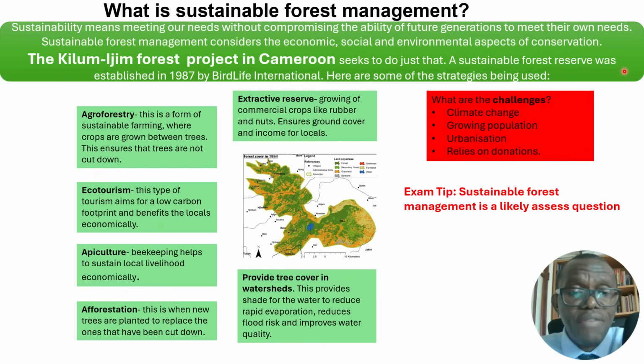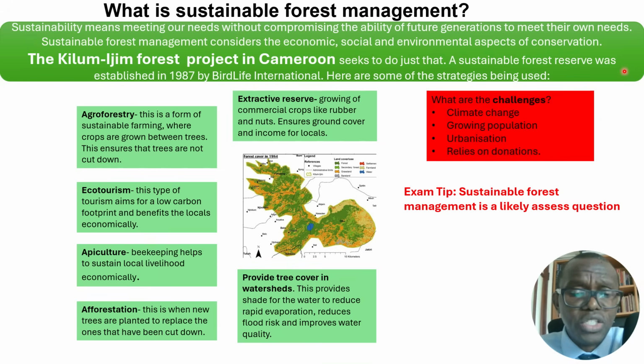Then we also have an extractive reserve. So growing of commercial crops like rubber and nuts. So this ensures ground cover so that the soil does not get eroded by wind or water, and then also ensures an income for the locals. So an extractive reserve is basically where you're growing commercial crops, so like rubber trees. Now that will also help maintain the forests.